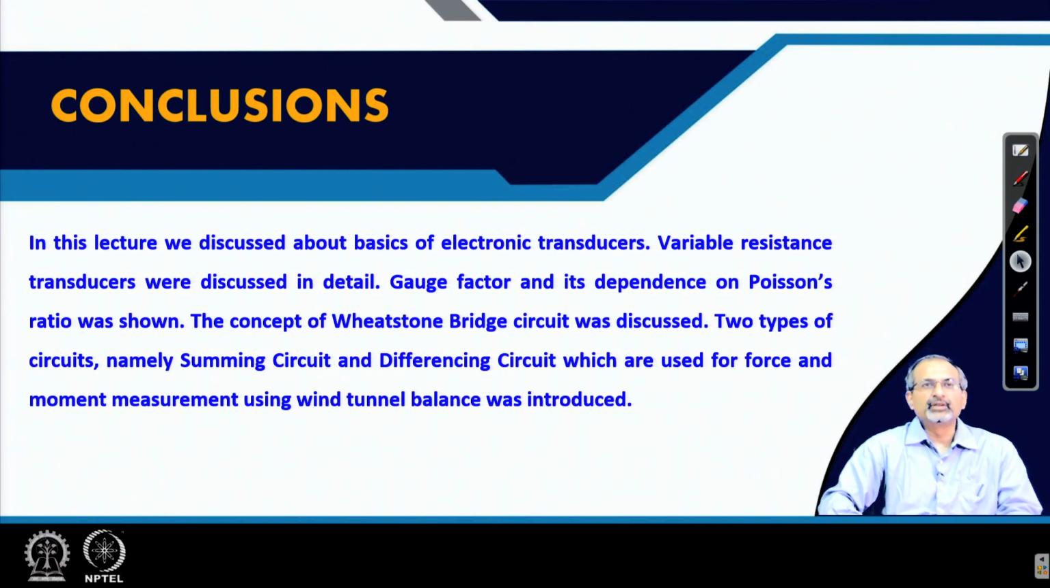So, let us try to recapitulate what we learnt in this lecture. We discussed about basics of electronic transducers and their importance in wind tunnel instrumentation. Variable resistance transducers were discussed in detail. Gauge factor and its dependence on Poisson's ratio was shown. The concept of Wheatstone bridge circuit was discussed, and two types of circuits, namely summing and differencing circuit, which are used for force and moment measurement in wind tunnel balances, was introduced. Thank you.